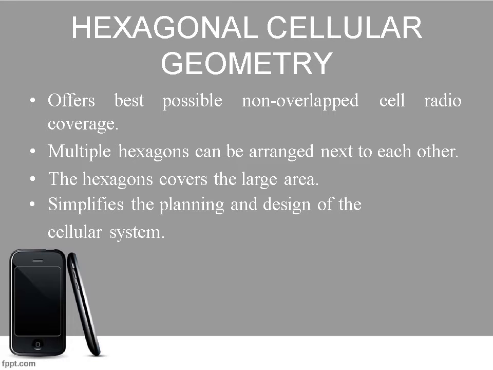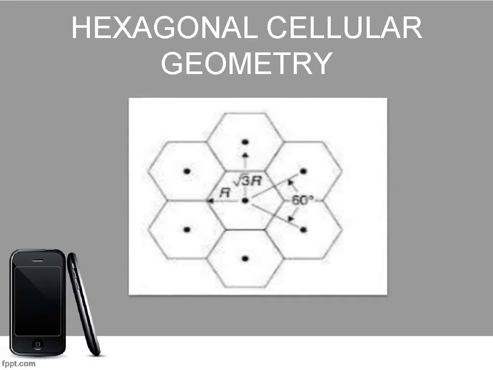So here the hexagonal cellular geometry offers the best possible non-overlapped cell radio coverage. Multiple hexagons can be arranged next to each other. The hexagons cover a large area and simplify the planning and design of the cellular system. So hexagonal cellular geometry is represented here.